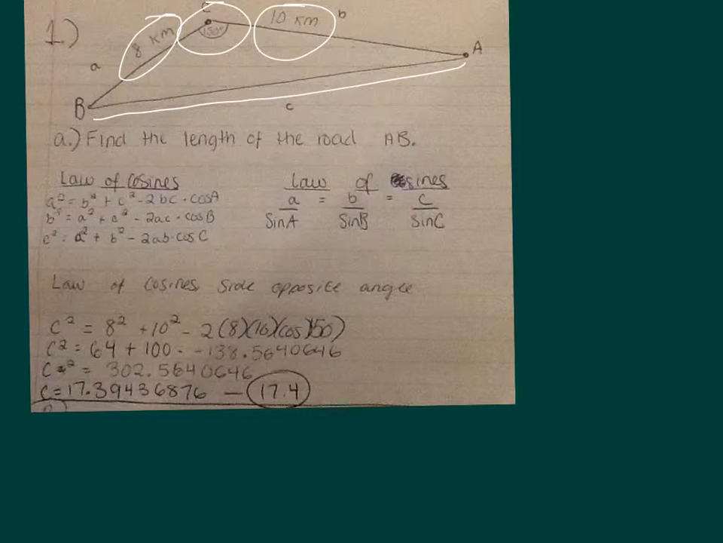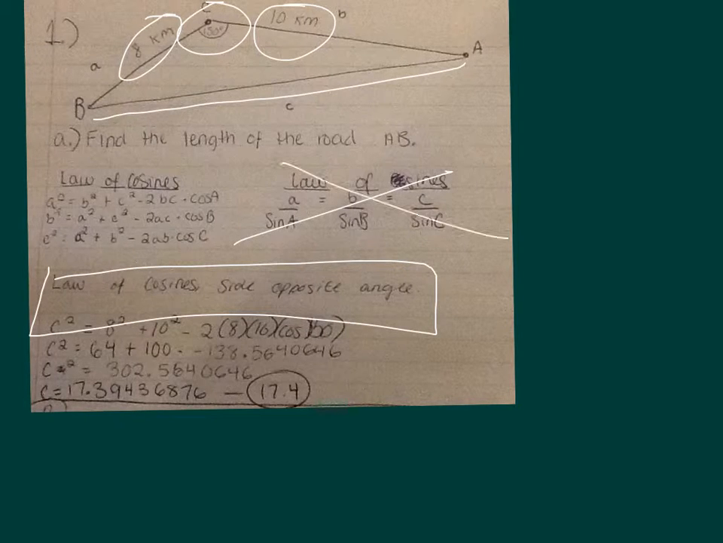So I know that since I have one given angle and two given lengths, I have to use the cosine rule. I'm going to use the cosine rule because if you have the side opposite an angle, then that's what you should use. So I'm not going to use the law of sines, and let's get started. I'm going to substitute in using the c squared formula, which is right here.